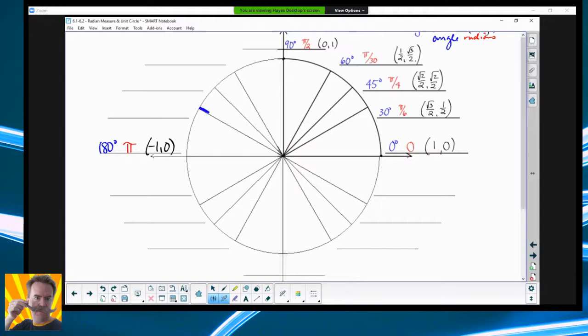This angle right here has the same degree measurement, same reference angle as this angle right here. Right? 30 degrees, 30 degrees. Let me ask you this. Up here, we have this point. What do you think the coordinates of this point are? Right there.